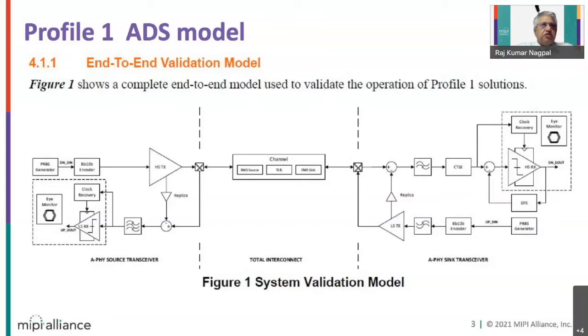There are two system models which I'm going to share. The system model for profile 1 is implemented in ADS, a Keysight tool which we all use for architectural development. The ADS model for profile 1 includes your generator, encoder, and transmitter.